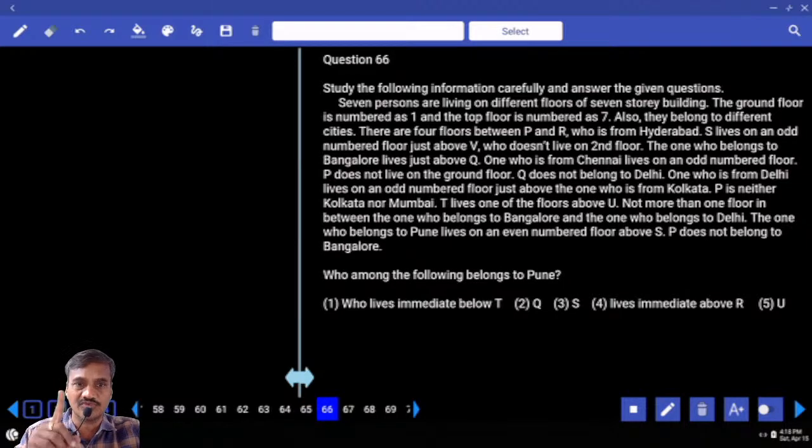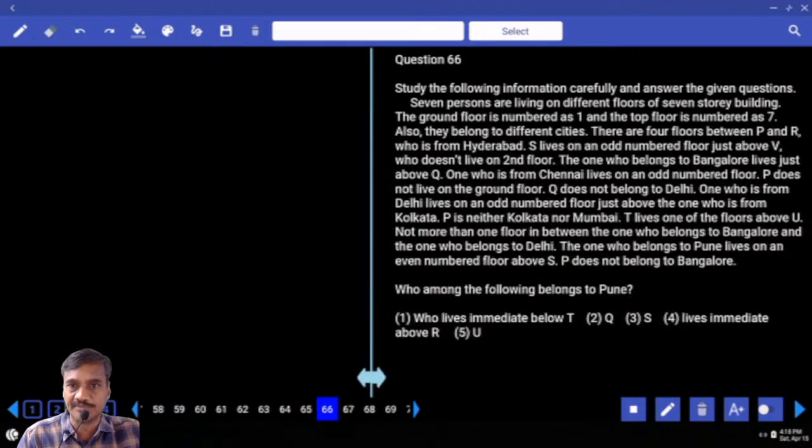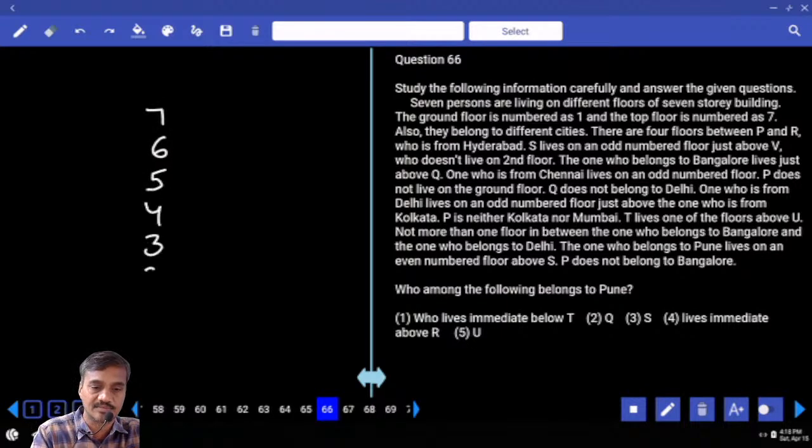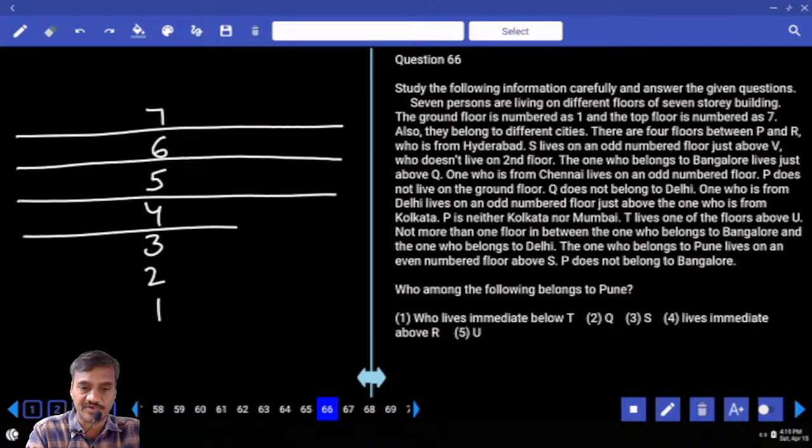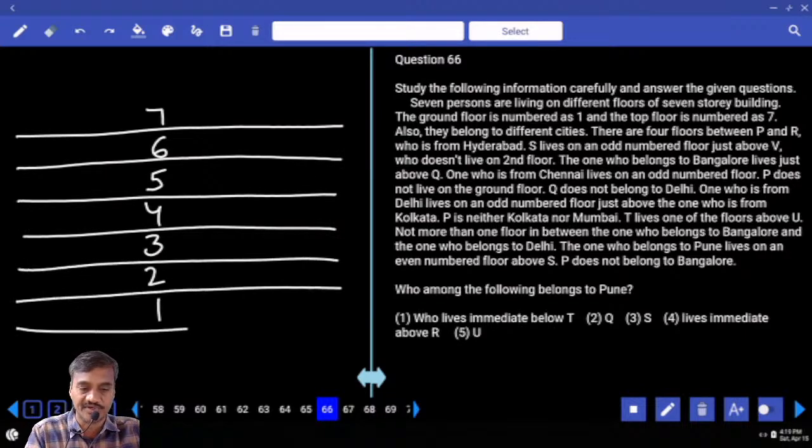Floor arrangement, only one parameter is added, and that it is a PO prelim rather than clerk prelim. Now if it is of clerk prelim, second priority pettukuntam. PO prelim kabatti first priority. Now here in this one, there are 7 floors, 7, 6, 5, 4, 3, 2, 1. 7 persons are staying on these 7 different floors, and each one of them belongs to a different city as well.